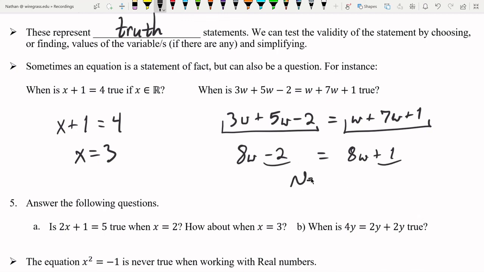This is never true. So inherently, you can test this out. Just go ahead and test a bunch of numbers out, and you'll see it's never going to be true. This statement is never true. In other words, this is what we call a contradiction. Those two things cannot be equal. Okay, give it a try in number 5.